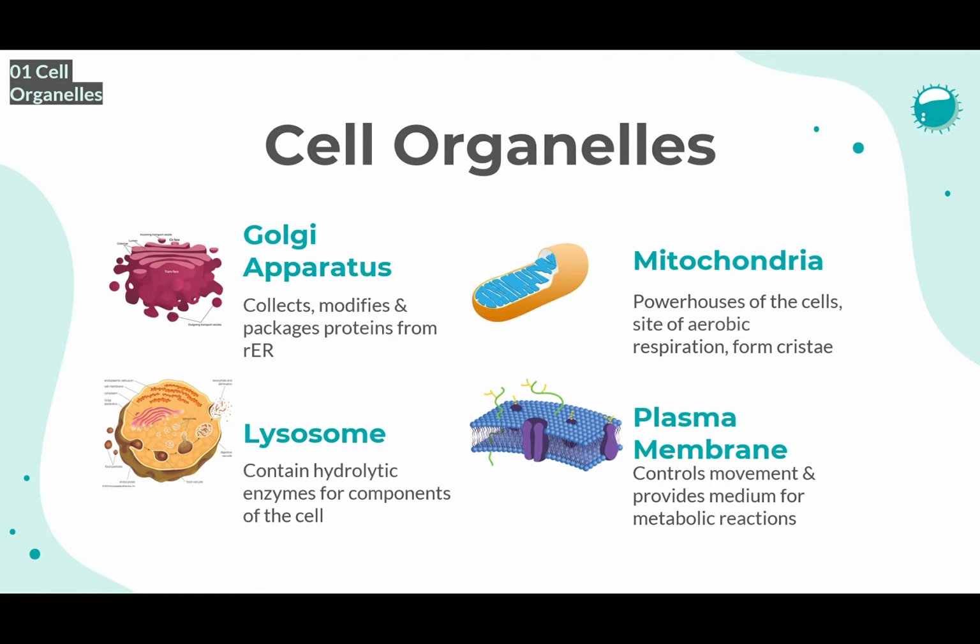So we also have the mitochondria that is surrounded by a double membrane, and if you don't know, is the powerhouse of the cell. It's the site of aerobic respiration, and the inner membrane folds to form so-called cristae to increase the surface for production of ATP.